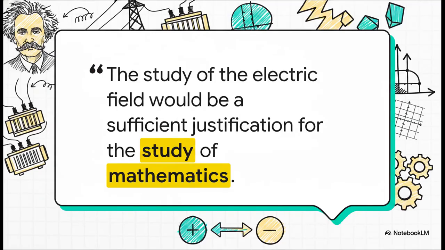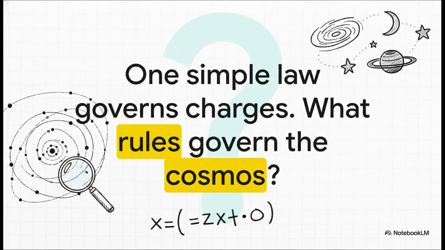It really makes you think about what the engineer Charles Proteus Steinmetz said, that studying the electric field is reason enough to study mathematics. And this law is the perfect proof. It's the pure language of math, describing an invisible force that shapes our entire reality. And that really gets to the magic of physics, doesn't it? We just found one simple, elegant rule that explains this incredibly complex dance between trillions upon trillions of tiny charges. It just makes you wonder, what other simple, unseen rules are out there governing the rest of the cosmos, just waiting for us to find them?